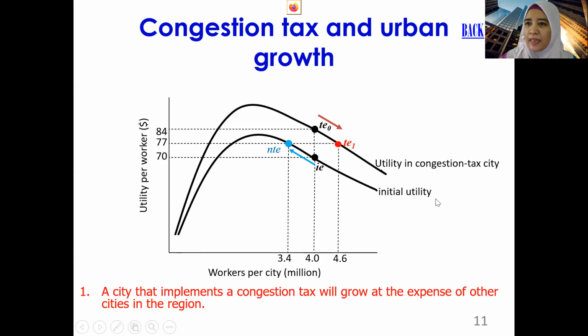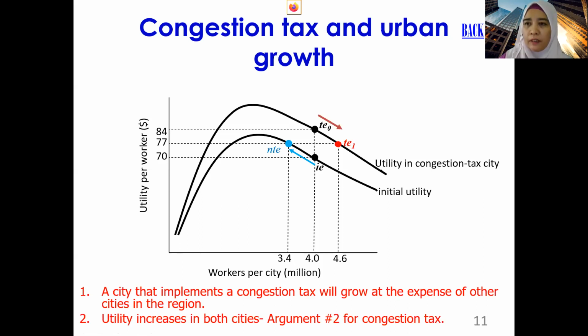The city that doesn't take any action to address congestion will lose population, as people move to the city that introduced the congestion tax because of the better quality of living there. The end result is that utility will increase in both cities. So that is argument number 2 for the congestion tax and utility. If the original city didn't introduce any congestion tax, nobody will come to the city, no chance to grow. That's why it will stay at the old level of utility. So it's a win-win situation for both.